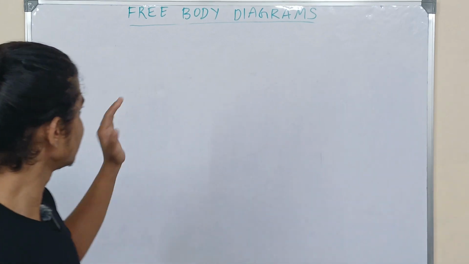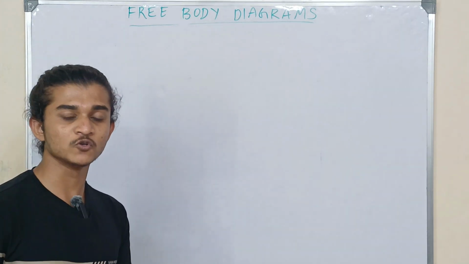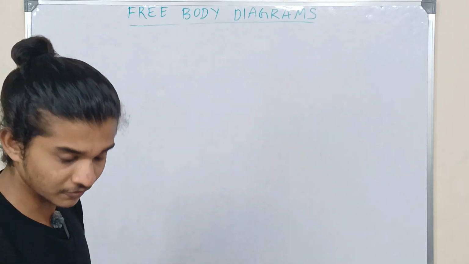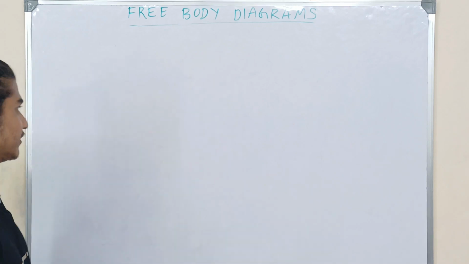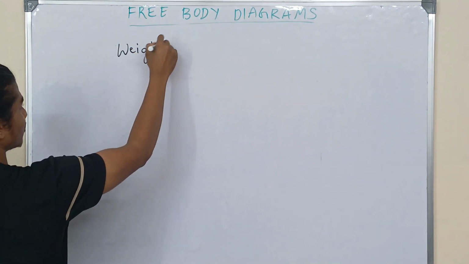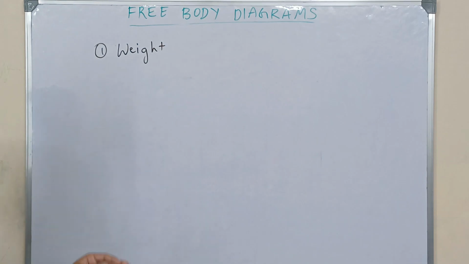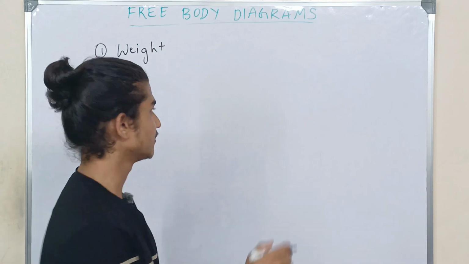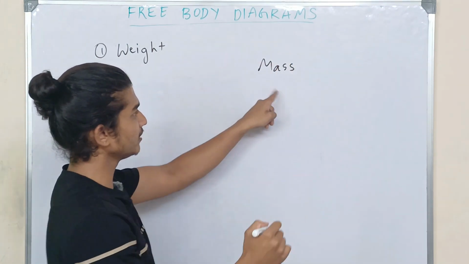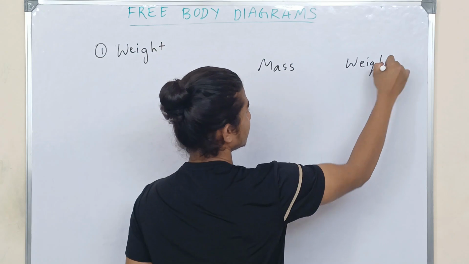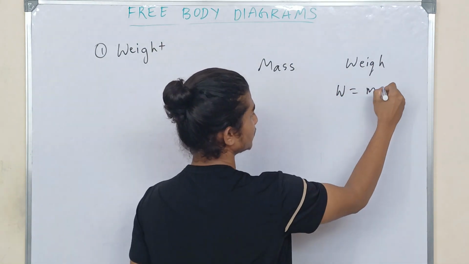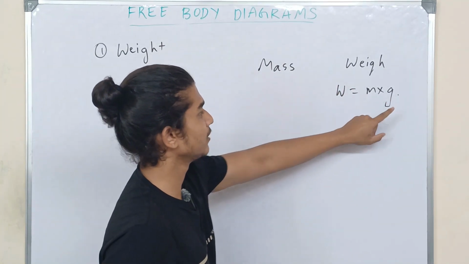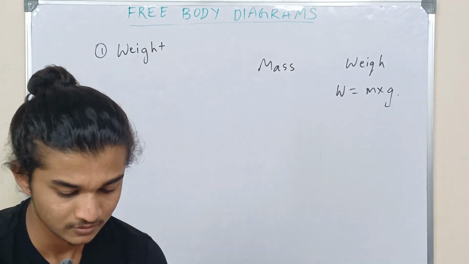So before we jump directly into writing free body diagrams, I want you guys to know about all the different types of forces which exist in the force chapter. Now the first type of force is weight. You have probably heard about this. Weight is just mass into acceleration due to gravity. Remember, there's a clear difference between mass and weight. Mass is just the amount of matter present in the body, whereas weight W is equal to mass into acceleration due to gravity.